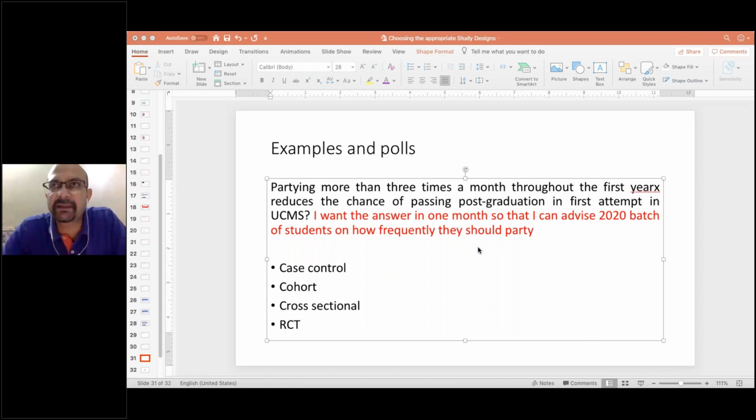अगर आप कहते हो कि एक्सीडेंट होने के बाद क्या डेथ हो जाती है 1 हफ्ते के अंदर, that's a very valid study. आपका कोहॉर्ट है, आपने सबको जिनका एक्सीडेंट हुआ उन सबको इंक्लूड कर लिया, फॉलो किया, and you are able to answer that question. So it all depends upon your research question.